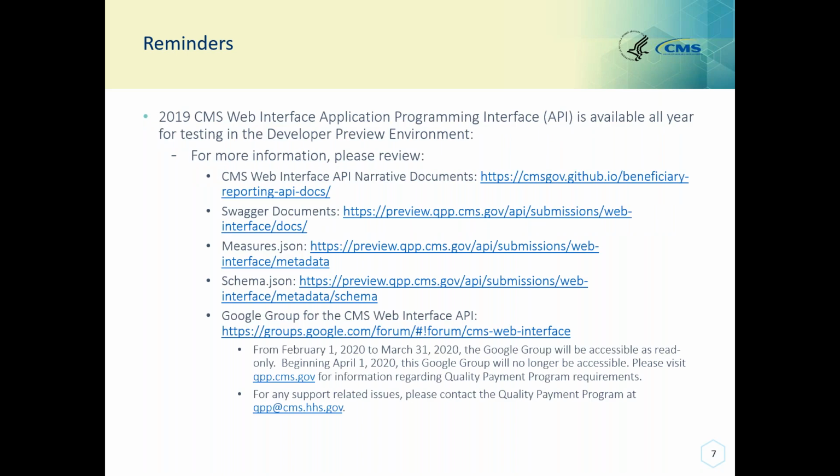The CMS Web Interface API is available all year for testing in the developer preview environment. You can review the resources listed on this slide for more information. Next slide, please.